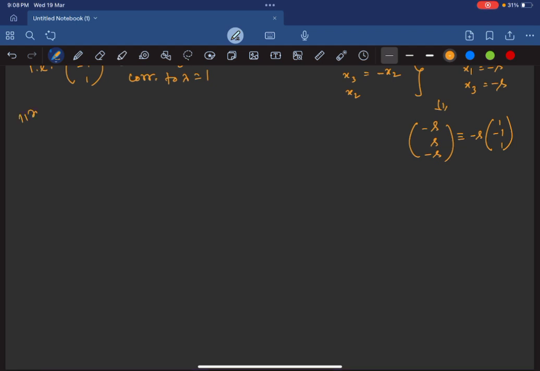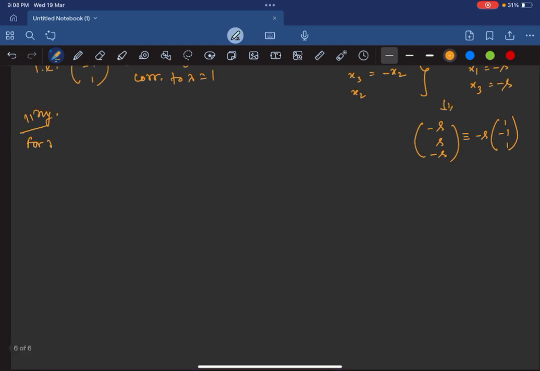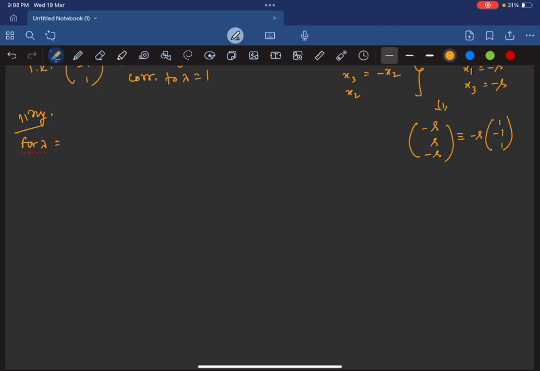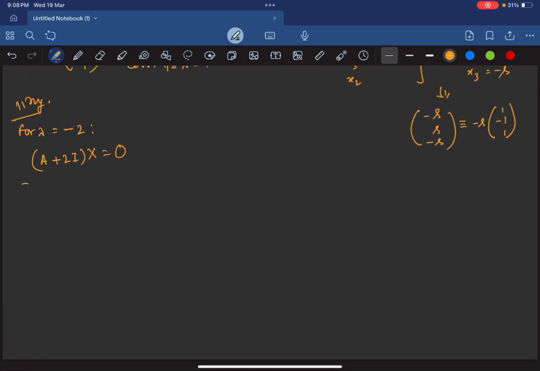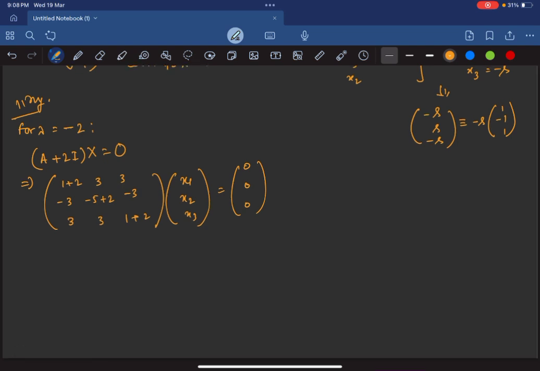Now this is one eigenvector, and similarly for lambda equals minus 2, we want A plus 2I, x equals null. So now this is [1 plus 2, 3, 3; minus 3, minus 5 plus 2, minus 3; 3, 3, 1 plus 2] times x1, x2, x3 equals 0, 0, 0.